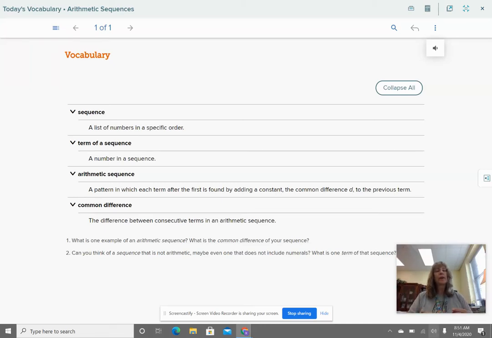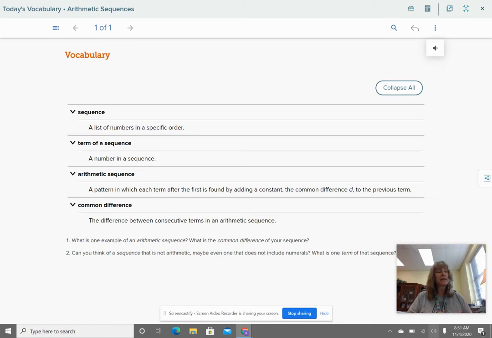We are going to continue our study of graphs and functions, and this should remind you of something that you did a long time ago. It has to do with skip counting. We call it arithmetic sequences. So we're on lesson 5.